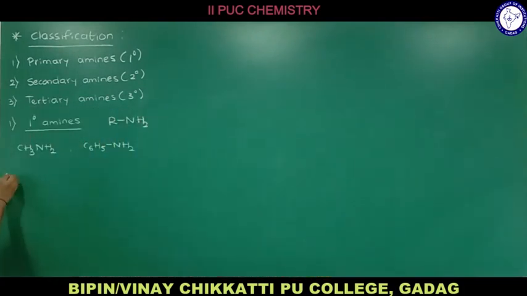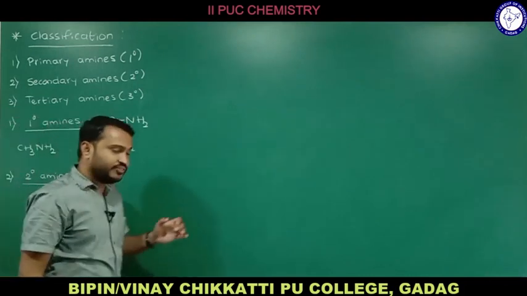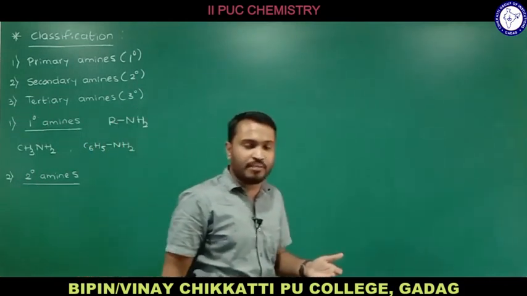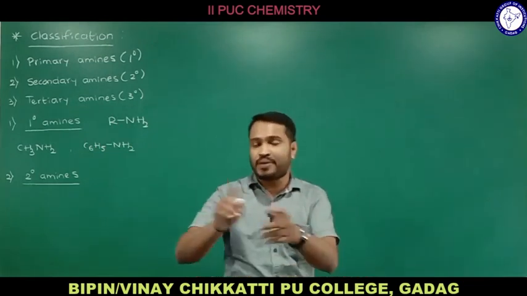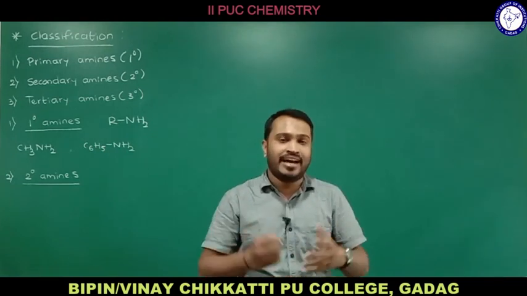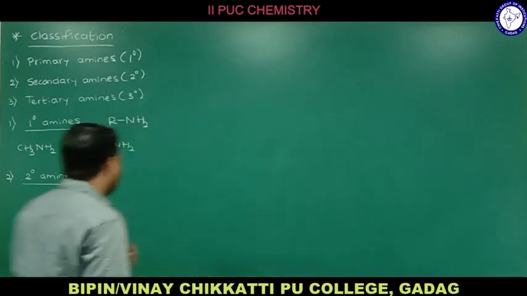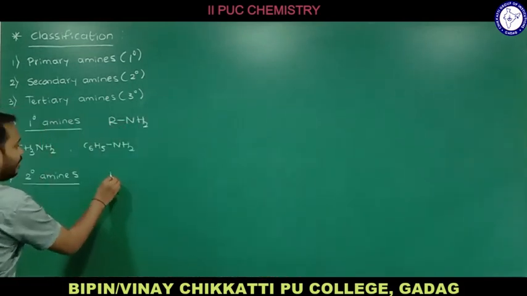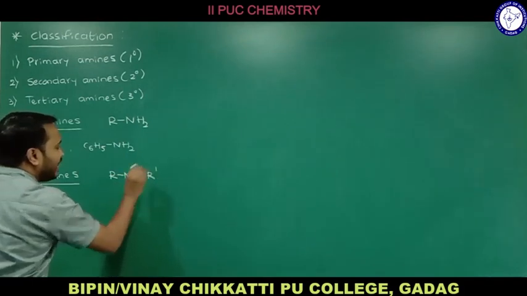The second type of amine is secondary amines. I hope you can guess what would be the meaning of secondary amines. As we know, we have 3 replaceable hydrogens in ammonia, and if only one hydrogen is replaced, that is termed as primary amine. If 2 hydrogen atoms are replaced by alkyl or aryl group, that is termed as a secondary amine. And the general formula for secondary amine, I am going to write here: RNHR'.